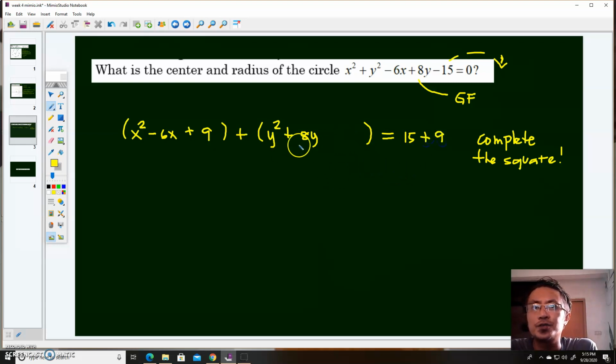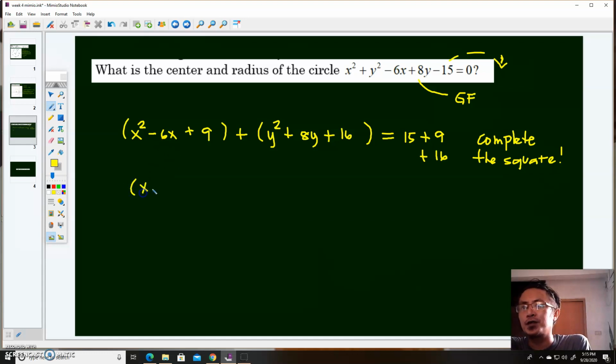Now, let's complete the square in the next group. The middle term is 8, divided by 2, you get 4. Then square, 4 squared is 16. So that's also what we should add in here. All we need to do is factor this out. This is now a perfect square.